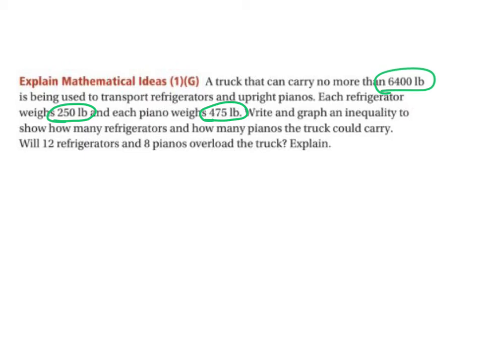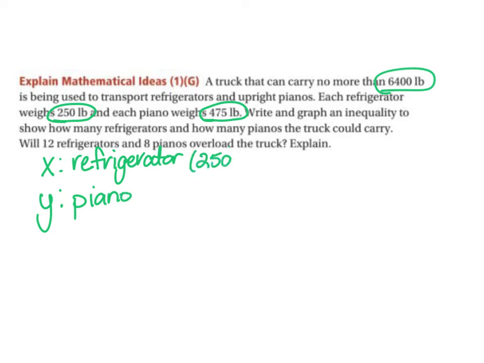So that's the first part. So we're actually going to do the same thing. We're going to designate X and Y. I'm going to make X, because it's listed first, the refrigerators. And then I'm going to make Y the pianos. Okay? Now the refrigerators weigh 250 pounds while the piano is 475. So I'll set this up as 250X plus 475Y. And then we have 6,400 over here.